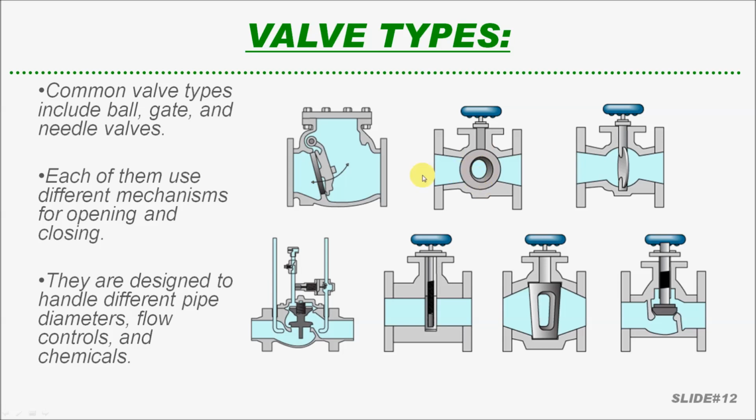It's just a through hole on a ball and you just rotate it, and there are little O-rings here to seal it. But there are other kinds like gate valves, needle valves, butterfly valves, and they all have different purposes. For instance, a needle valve is supposed to be very precise, very incremental. All right.